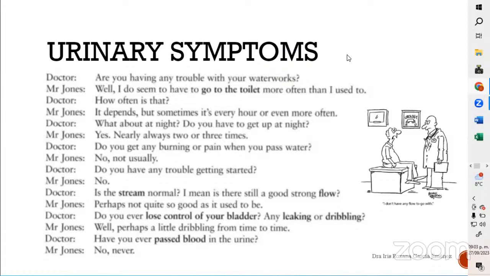Thank you so much. Let's check some expressions that are in black and words. Of course, go to the toilet, similar to Spanish, okay? Are you having any trouble with your waterworks? When we say waterworks, I mean when you go to the bath to pee, that's waterworks. Those moments when you really need to go and leave this urine, okay? It depends on the more often. What about night? Do you have to get up at night? Do you have to wake up and go to the bath? That's another way to make the same question. Do you get any burning or pain? Of course, when you pass water.